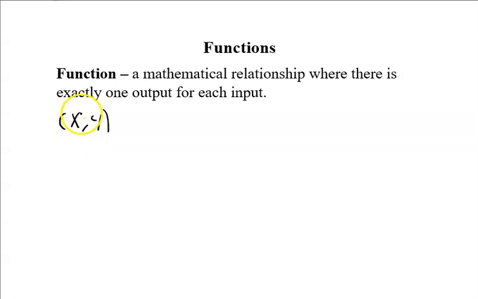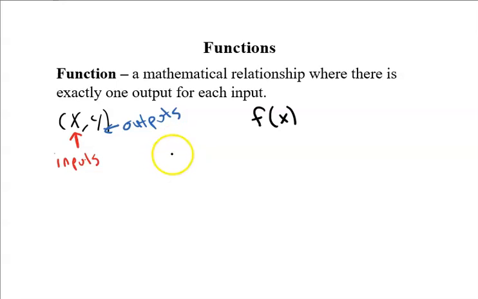And so the x coordinate we refer to as the input values, and the y coordinate we refer to as the output values. And so when we look at functions, we usually use this new notation. This notation tells me when a rule is indeed a function. So we read this as f of x, not f times x, f of x. Let's look at a quick problem.